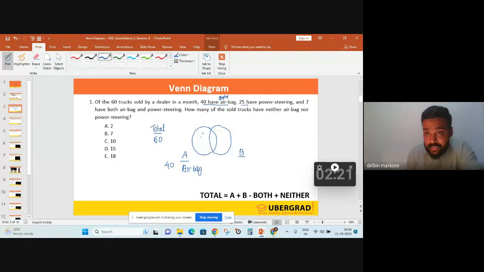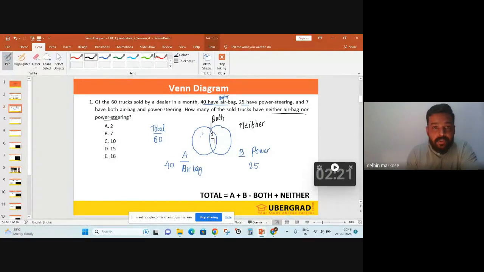Then they said 25 have power steering. That's category B. Let's write it as power steering. This will be 25. Now 7 have both airbag and power steering. This is the both value, 7. And they're asking how many of the sold trucks have neither airbag nor power steering, which will be outside.